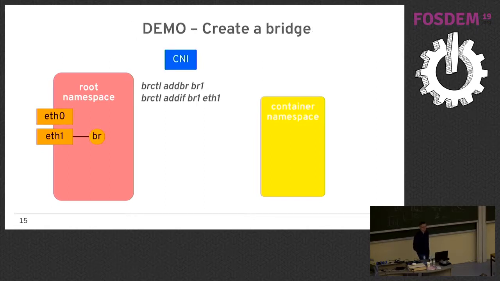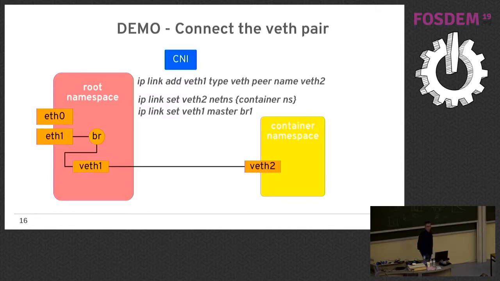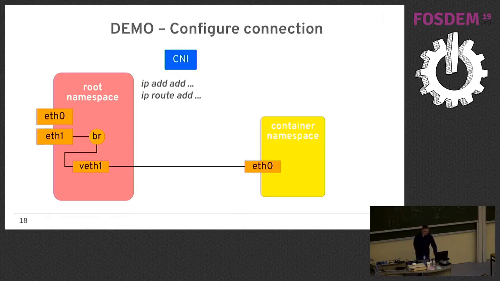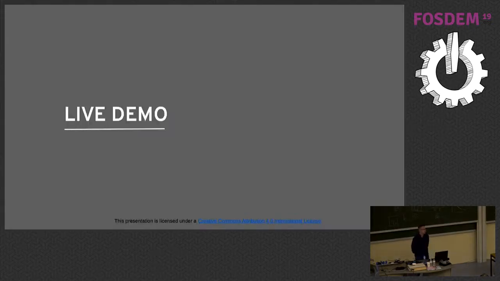Next, we'll create a bridge to which we will connect, and we'll add an IP address to it. We'll create a virtual Ethernet pair. We'll move one end of the pair to our bridge, and we'll move the other end to our network namespace. Remember that the container runtime gives us the name of the interface it expects to be inserted into the namespace. So next step, we will rename it. We'll configure the connection, we'll add the IP, we'll configure routing, and this is it.